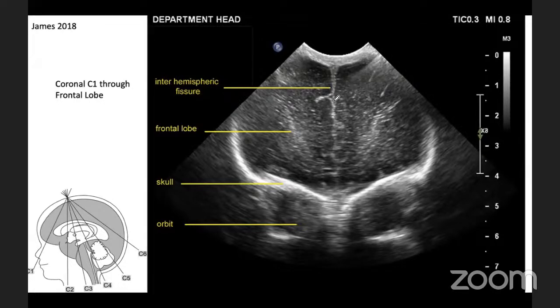Interhemispheric fissure in the midline. Frontal lobe would be here, and this will be the skull. If you see here, it's getting wide because it's not showing any waves to pass through. And these will be the orbits.